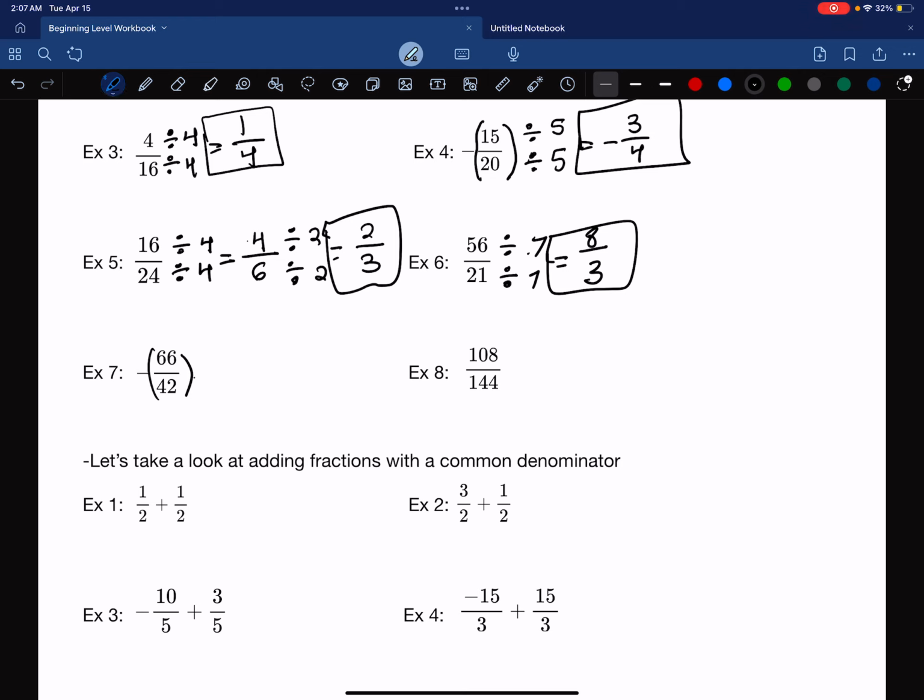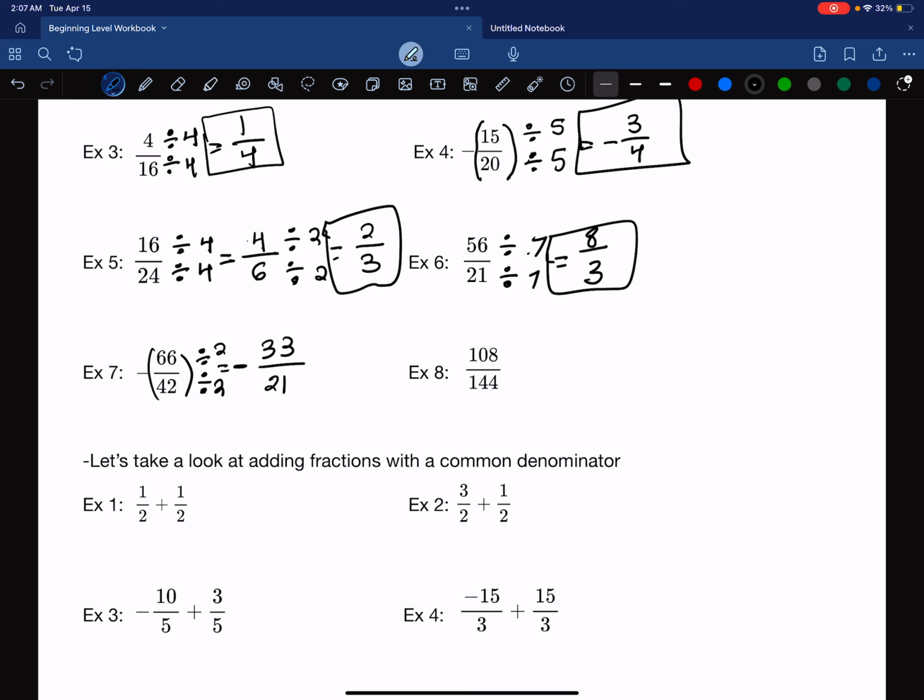Looking at example 7, we have -66/42. And let's just start off by, because both these numbers are even, let's just start off by dividing them both by 2. So 66 divided by 2 is 33. And let's bring out this negative because we can't forget about this negative that's here. And then 42 divided by 2 is 21.